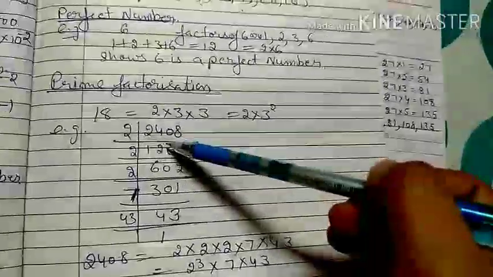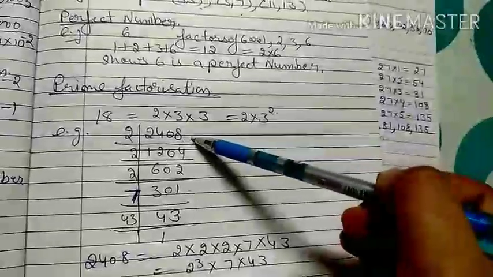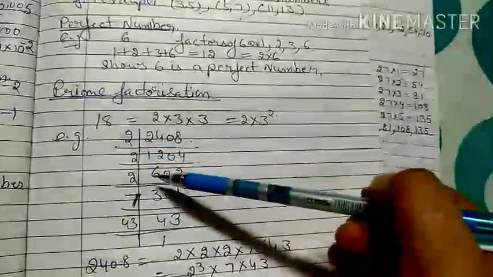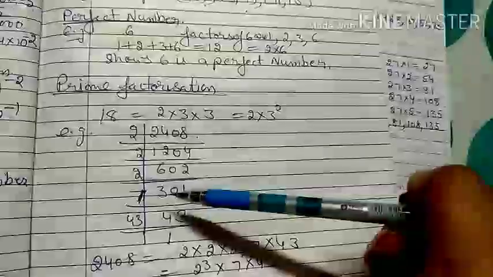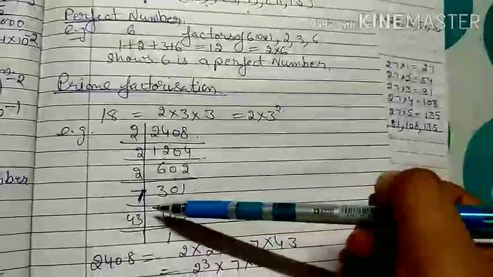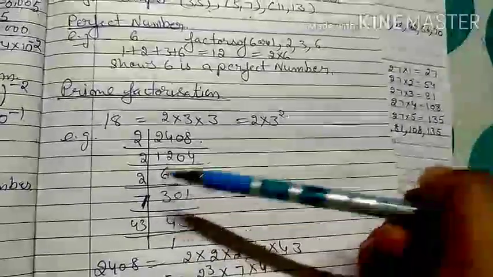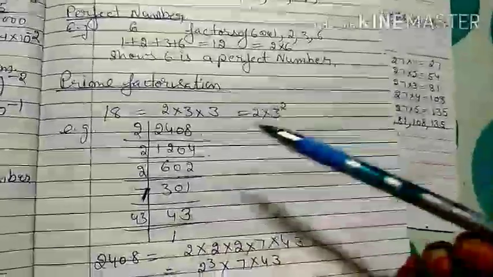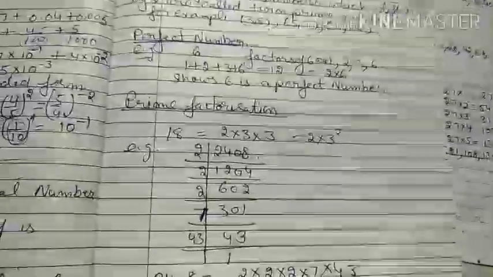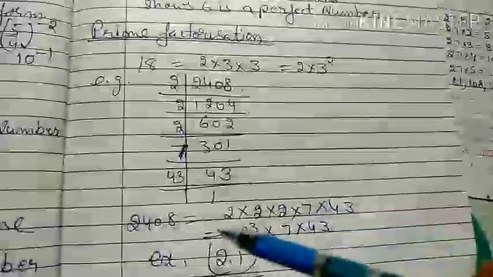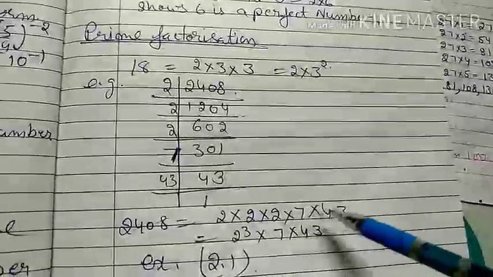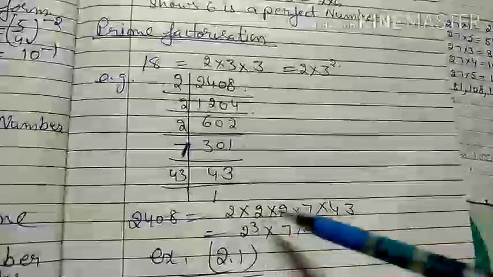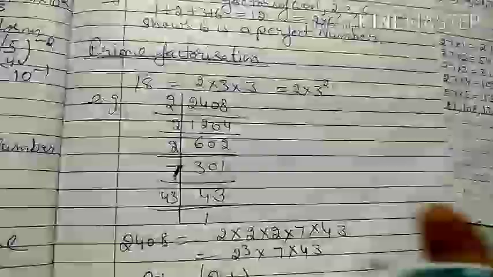Like I have a number 2408. I check the divisibility by 2. Yes, it is divisible by 2, giving me 1204. Again it is divisible by 2, 602. Again it is divisible by 2, giving me 301. Now it does not go on further with 2, 3, 5. Then I move to the next prime number, 7. Yes, it is divisible by 7, giving me 43, and 43 is itself a prime number, so it can't be divided further. Then my factors are 2 into 2 into 7 into 43. That means 2 three times, so I write in exponent form: 2 raised to power 3 into 7 into 43.